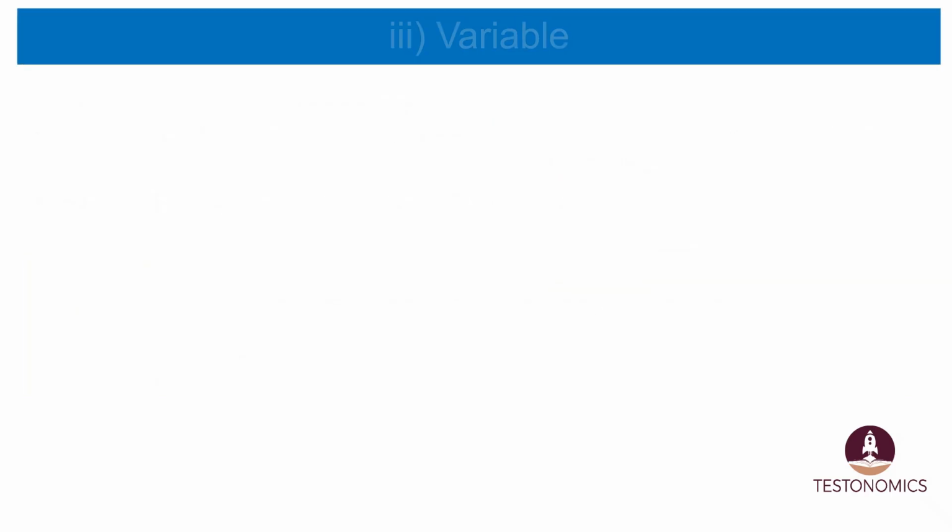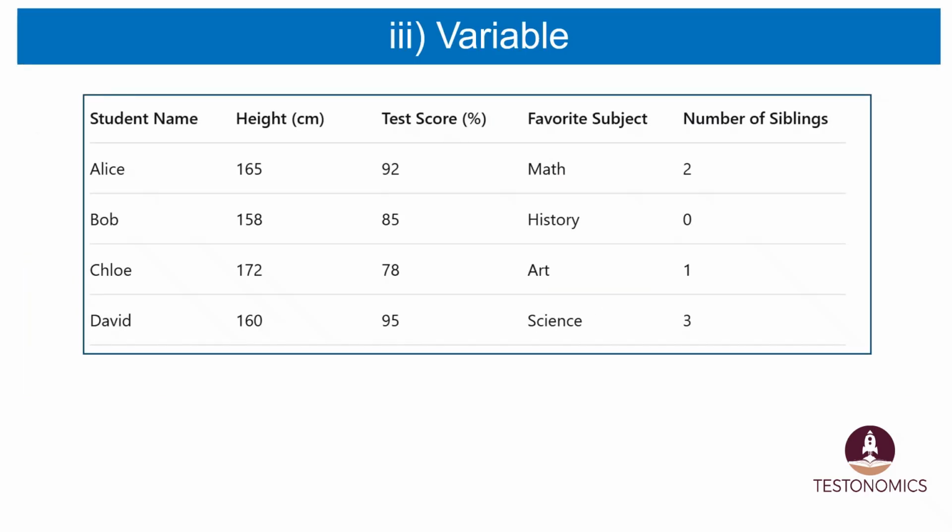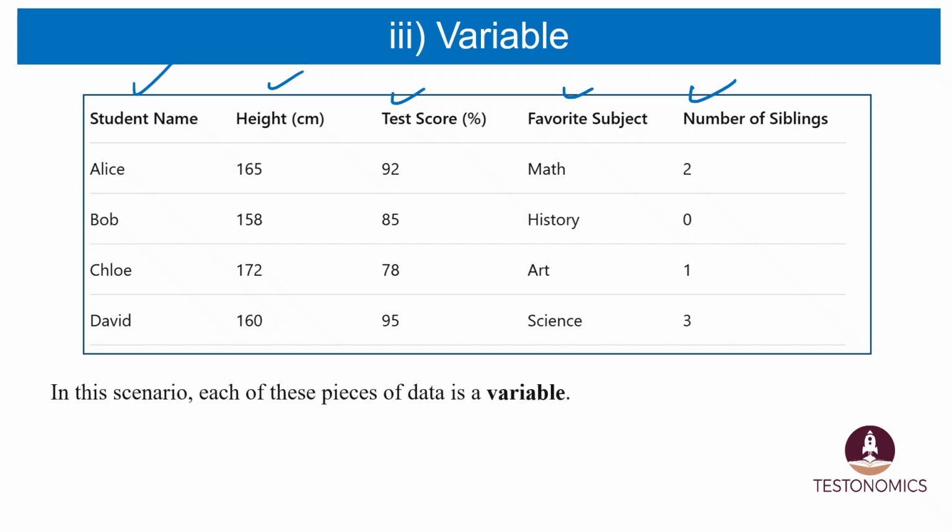As an example, consider this. In this data set, all these are variables: height, test score, favorite subject, number of siblings, and also student name. Moving on.